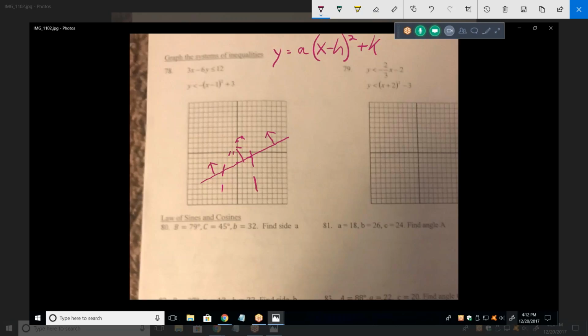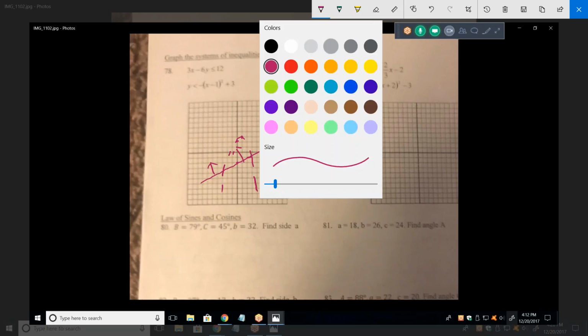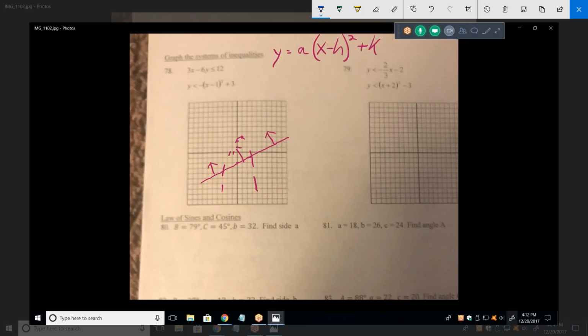And which side of the parabola do I shade? You shade down. Correct, because it's less than. In other words, you always use your y-axis to determine which side you shade. And what that gives me is a region. The common region is that region right there. So that's the solution.